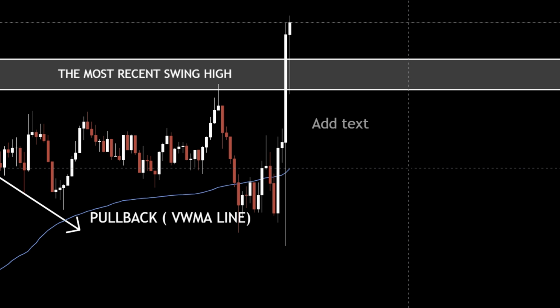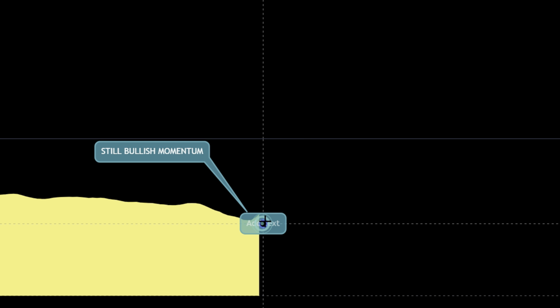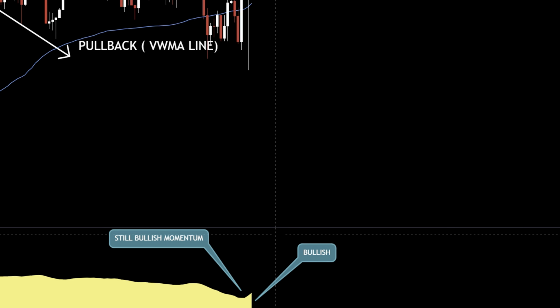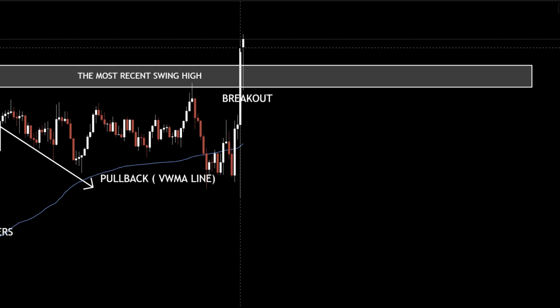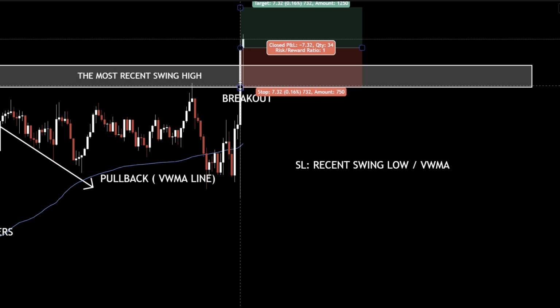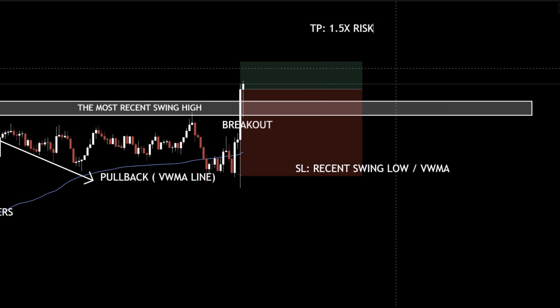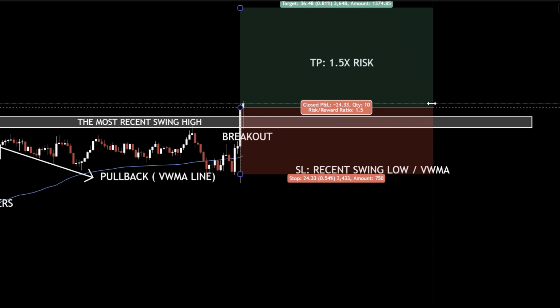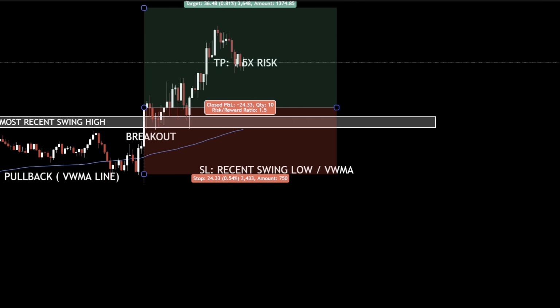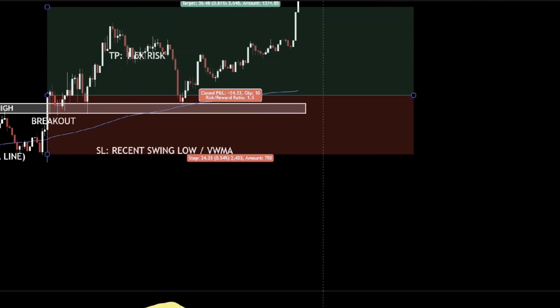But you're not done, because even a good setup can destroy your account without proper capital preservation. Never risk more than 1% of your account on a single trade. Set your stop loss at the VWMA line or at the most recent swing low, whichever is closer. That's your exit if you're wrong. And your take profit, set it at 1.5 times your risk. If you risk 20 pips, you're targeting 30. If you risked 50, you're targeting 75. This risk management approach keeps your risk reward in your favor even if you only win half of your trades.